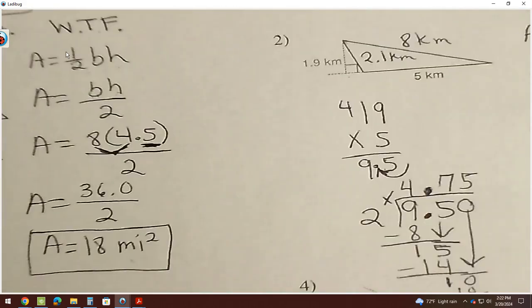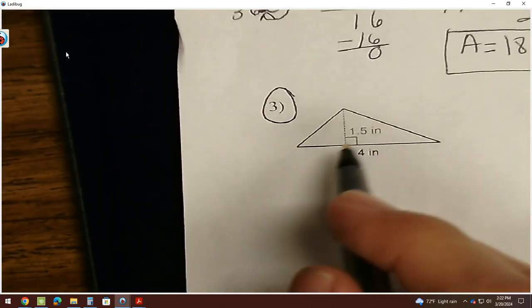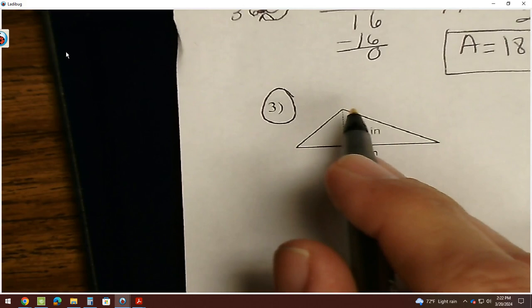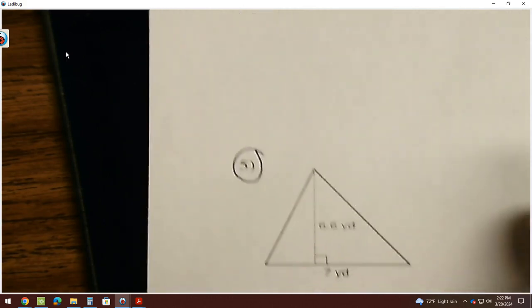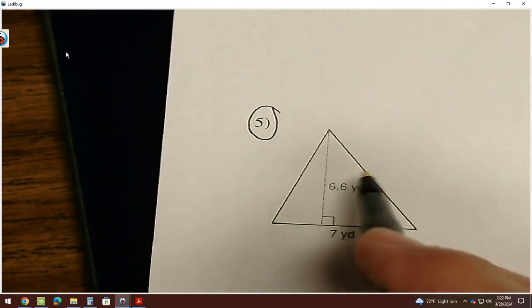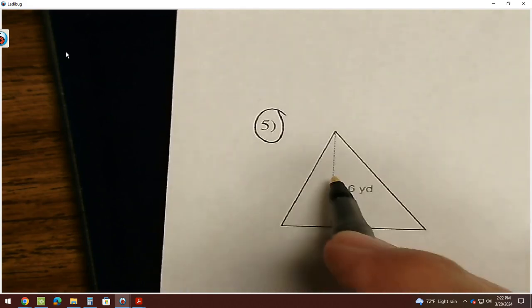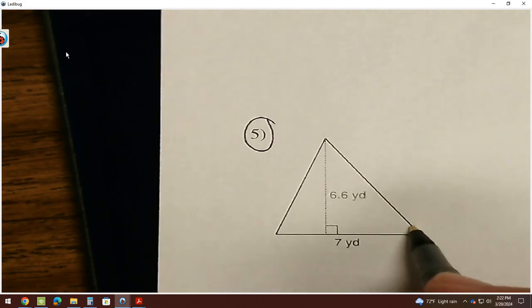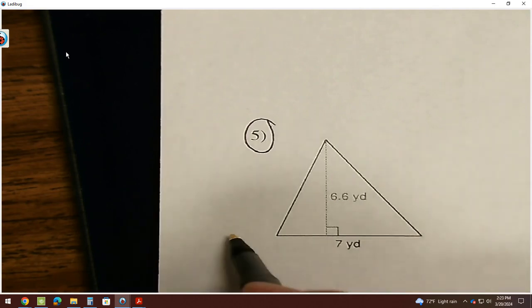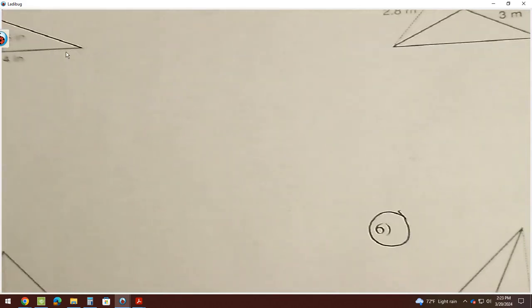So that was question number 2. For homework, you're going to do 3, 5, and 6 by yourself. And I'm not putting extra numbers, so it's going to be very easy. Here's your base, that's your height, there's your right angle. I didn't put numbers, but even if I did, this can't be the height because there's not a right angle there. So your homework is questions 3, 5, and 6.